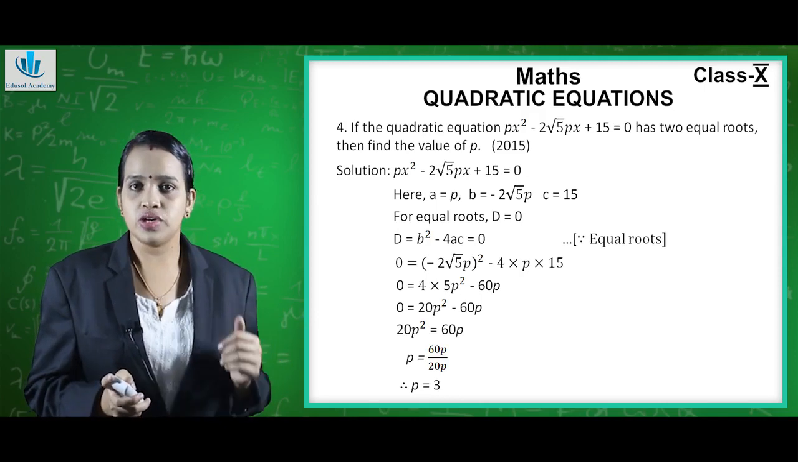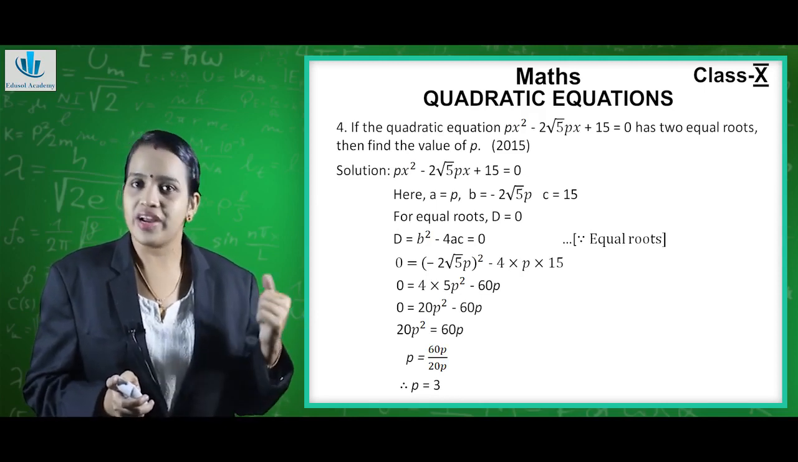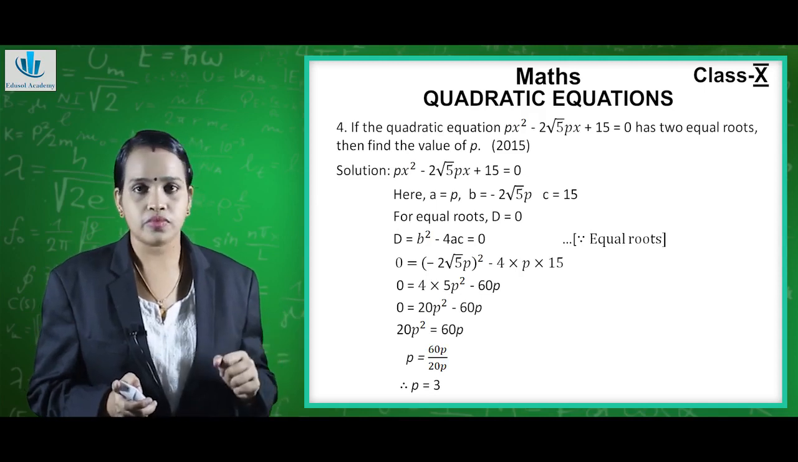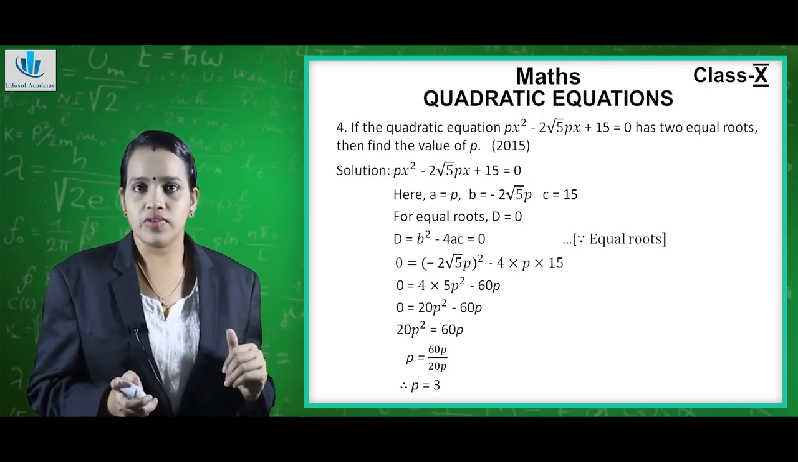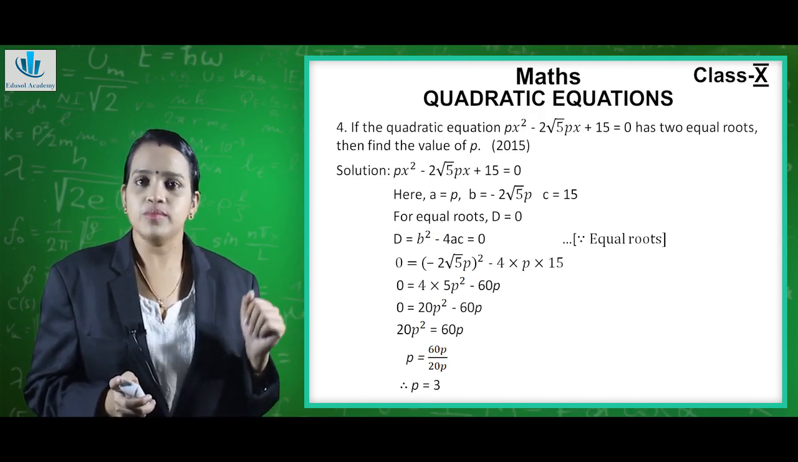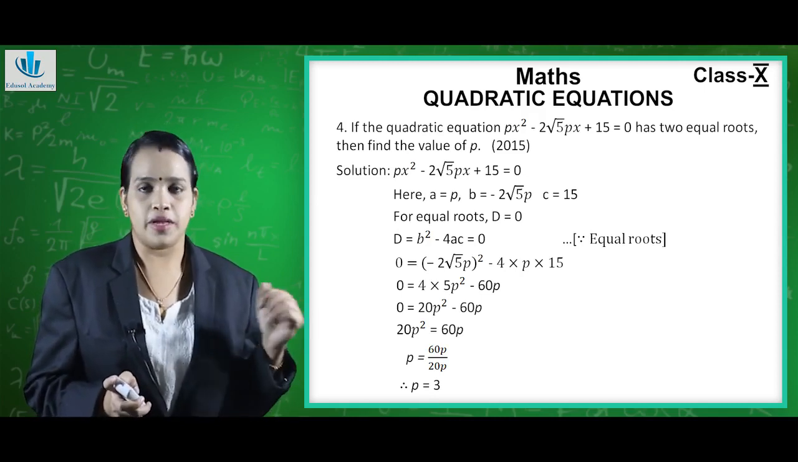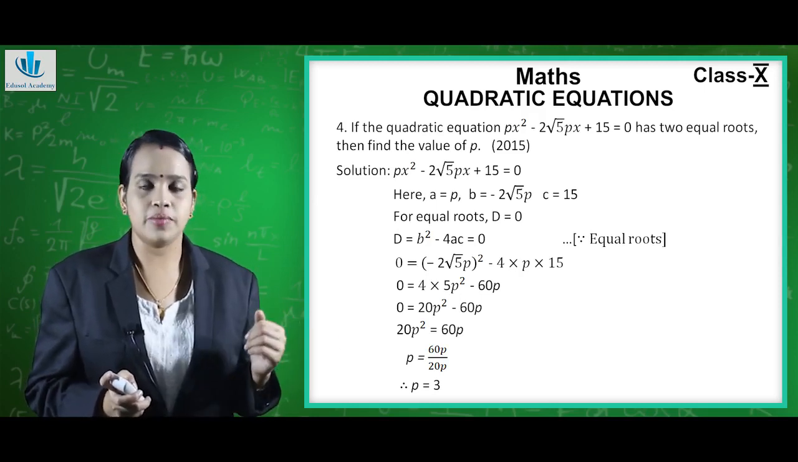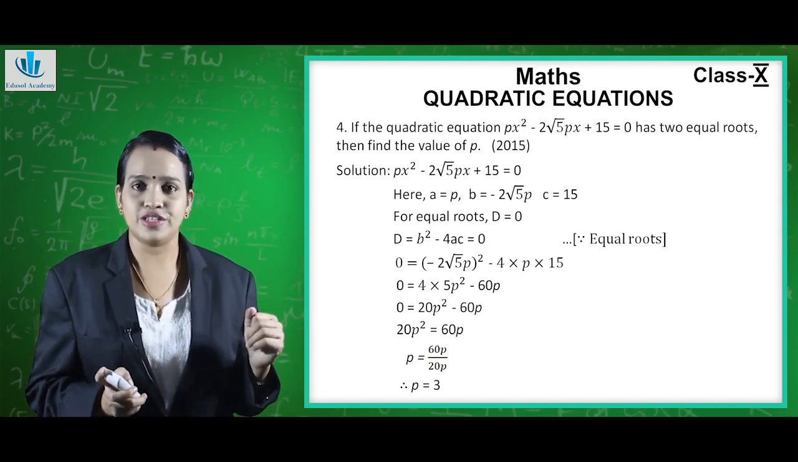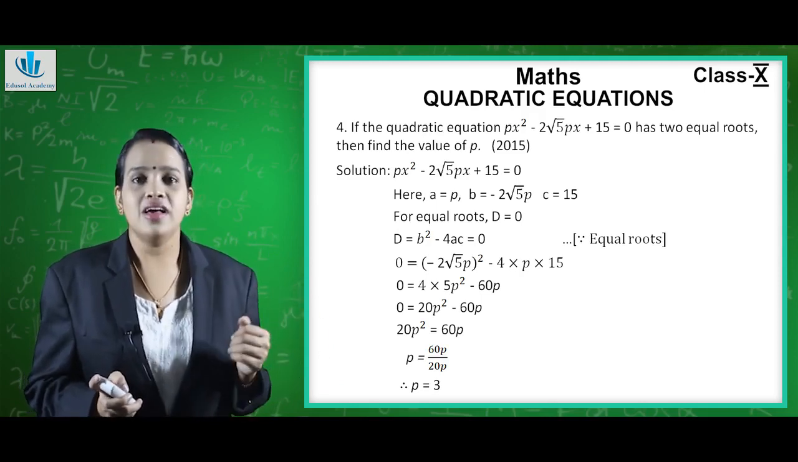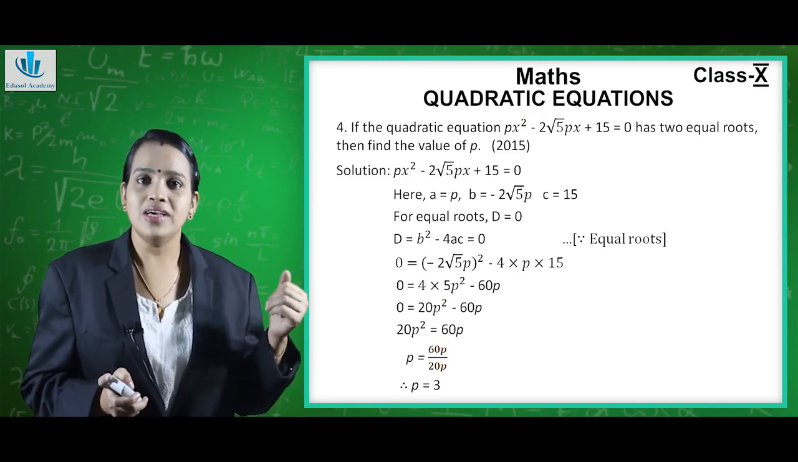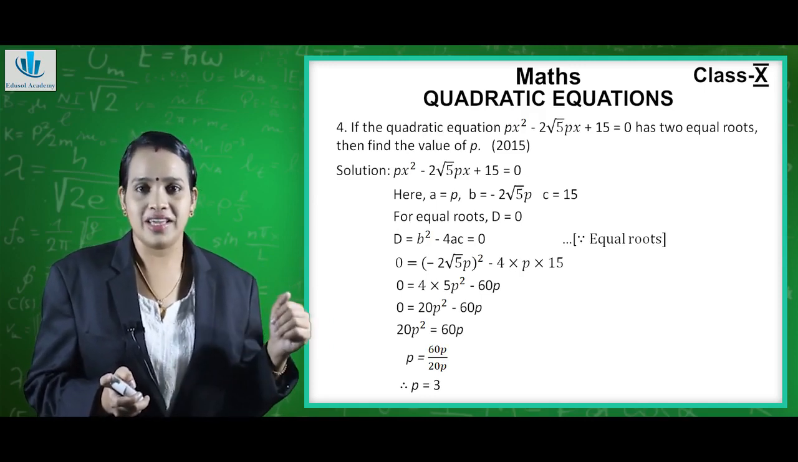So, minus 2 raised to 2 gives 4, into root 5 into root 5 gives 5, p into p gives p raised to 2, minus 4 into 15 gives 60p. Now, again we can solve it. So, 4 into 5p raised to 2 becomes 20p raised to 2 minus 60p. When we take minus 60p on the other side, it becomes plus 60p. So we can say that 20p raised to 2 is equal to 60p. Here we can take p as common. So it becomes p is equal to 60p upon 20p, that is p is equal to 3.